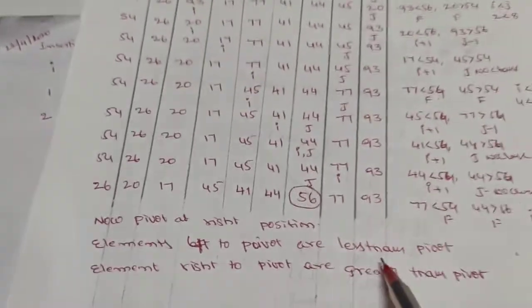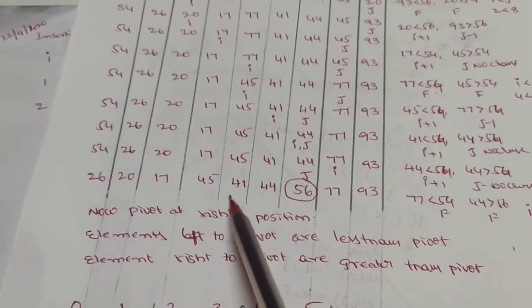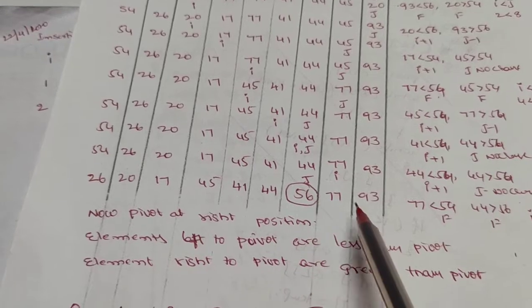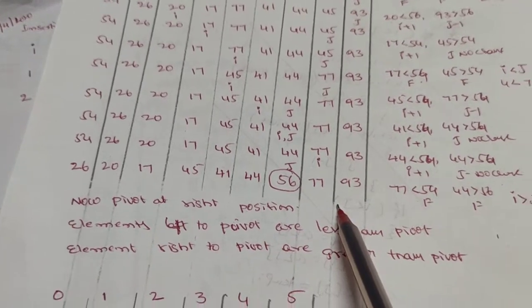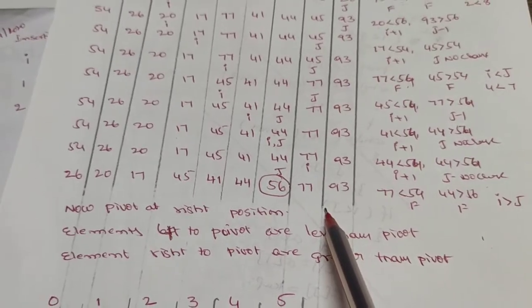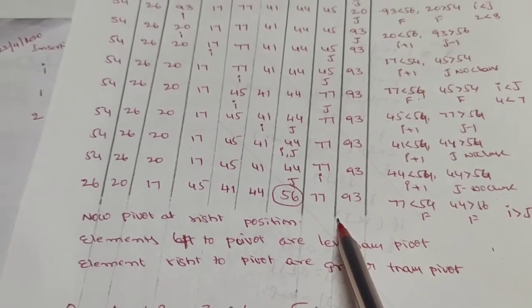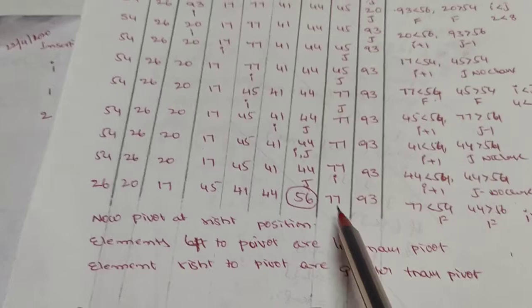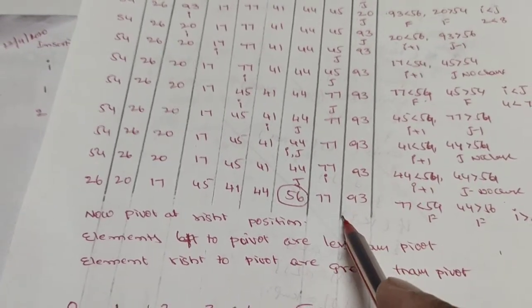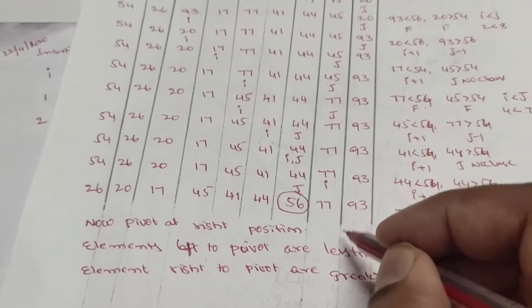Let us observe, all the elements left side to the pivot are less than the pivot value. All the elements right side to the pivot are greater than the pivot value. That means we can understand that the pivot is fixed at the right position. And the list is also divided into two sublists. 77 and 93 is one sublist, that is called L2.